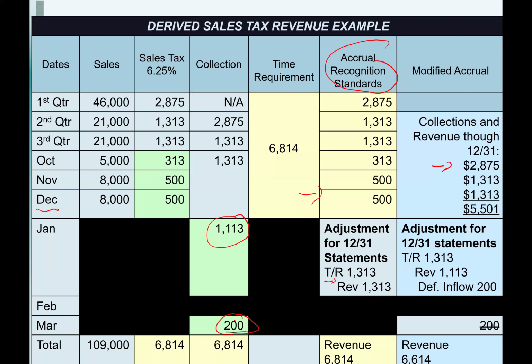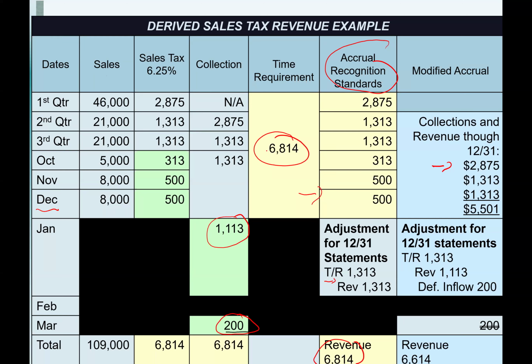The important thing here, the key takeaway, is notice that for full accrual, everything gets recognized because the underlying transaction took place during this calendar/fiscal year.